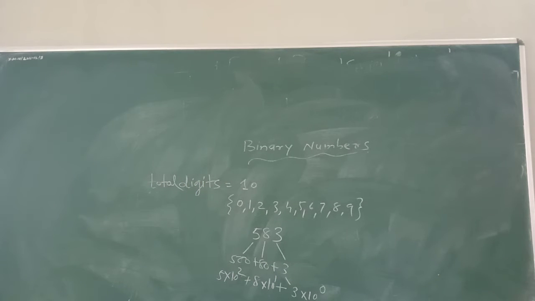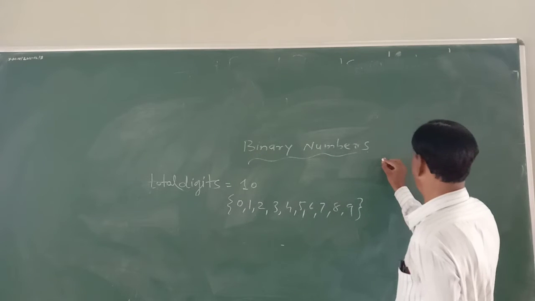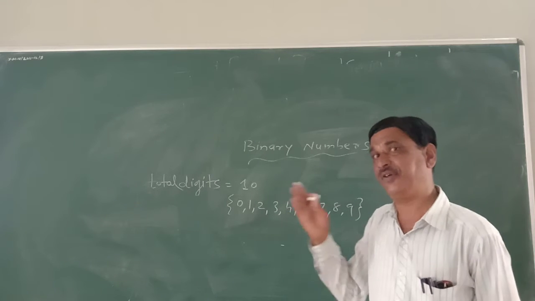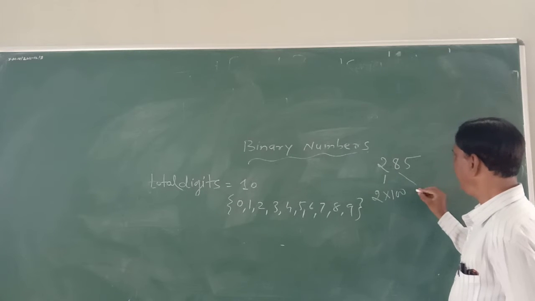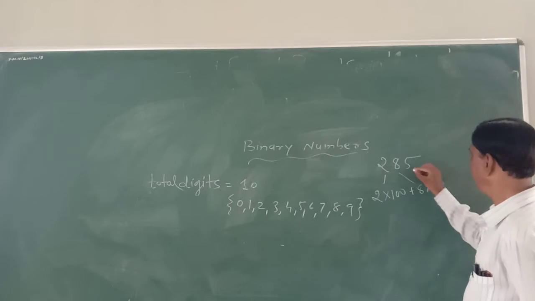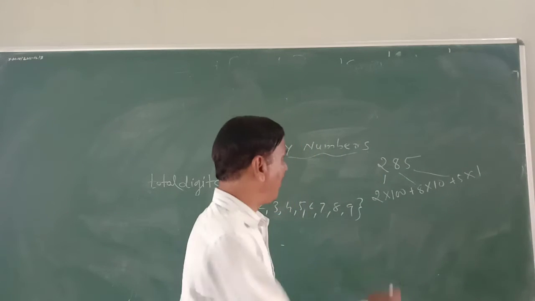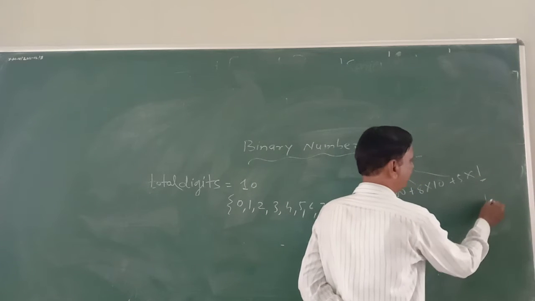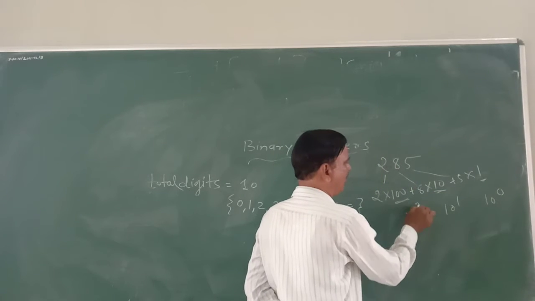Now take one example of a decimal number, say 285. What do we call it? 285. So 2 stands for 2 into 100, 8 stands for 8 into 10, and 5 stands for 5 into 1. It means as the place increases, the power increases. You see, 1 is ten to the 0th power, 10 is ten to the first power, 100 is ten to the second power.